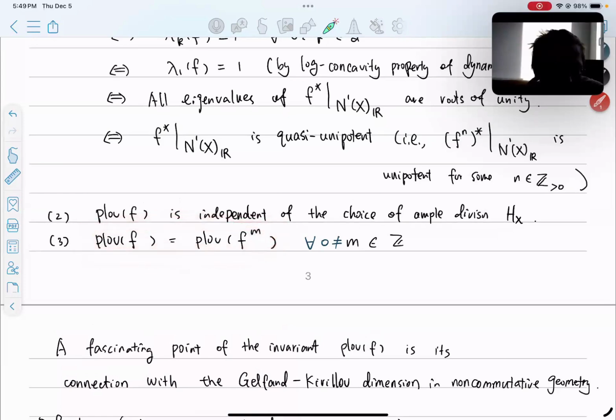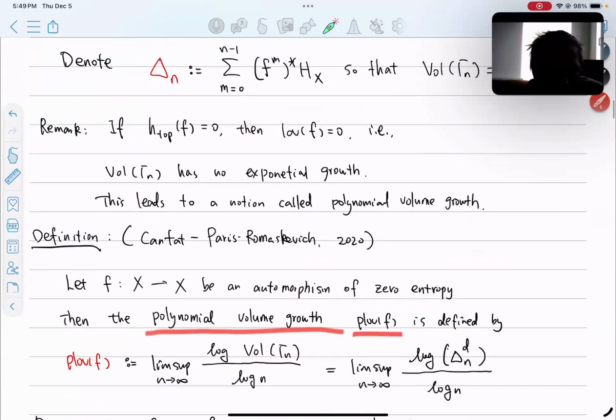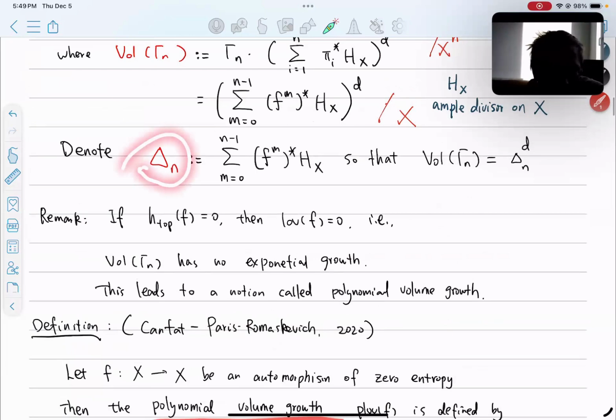You need to work a little bit, but it's not so difficult. You just consider, because if you replace f by a certain power, you get another delta, like delta nm, and you just compare these divisors, then use certain positivity to compare delta nm and delta n, something like that.